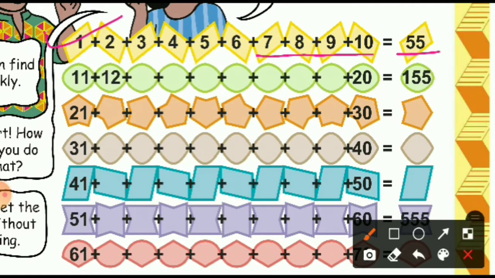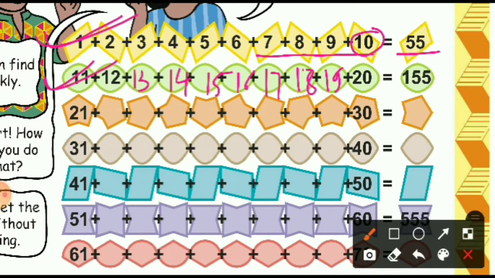Now after 10 comes 11. The next row starts from 11 to 20. So 11, 12, then 13, 14, 15, 16, 17, 18, 19, and at last 20. It's a group of 10 numbers. In the first row we have a group of 10 numbers, and in the second row also a group of 10 numbers, and the sum is 155.